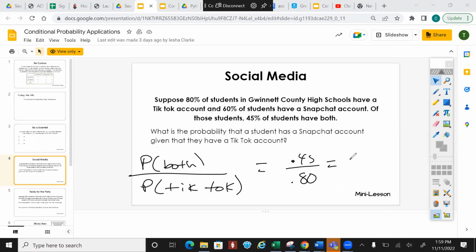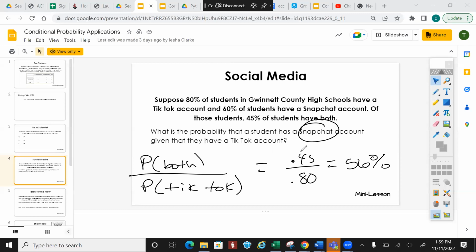56. Is that what y'all got? 56.25%. Okay, yes. So it's the probability that they have Snap and TikTok, given that they have TikTok. But we're assuming that they do have TikTok too, because we're looking at when they have TikTok and they have Snapchat.